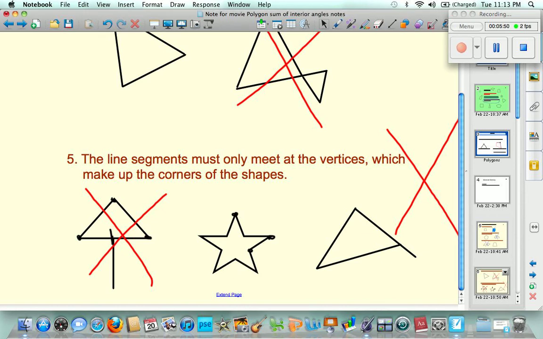This third one would not be a polygon because the line segments only meet at the vertices. Okay, right here that keeps going. It's not closed, so it is not a polygon. So we can go ahead and cross that one off as well.